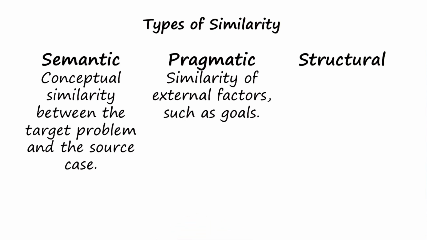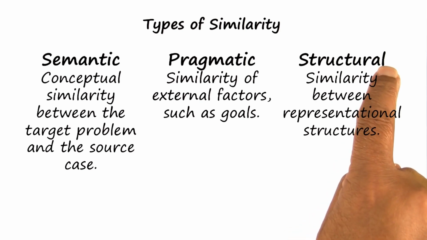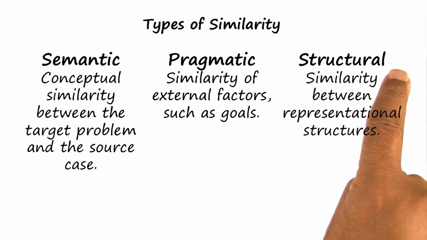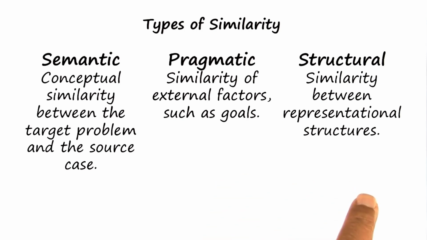In the Dunker radiation problem, for example, the physician had the goal of killing the tumor, which was similar to the goal of capturing the fort in the case of the rebel army and the king example. The third measure of similarity is structural similarity. Structure here refers to the structure of representations, not the physical structure. The structural similarity refers to similarity between the representational structures of the target problem and the source case, and we'll look at an example of this in just a few minutes.